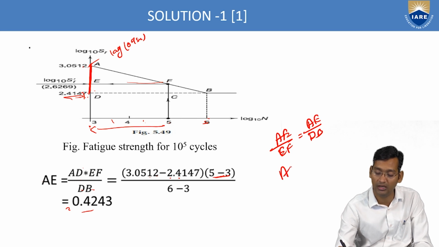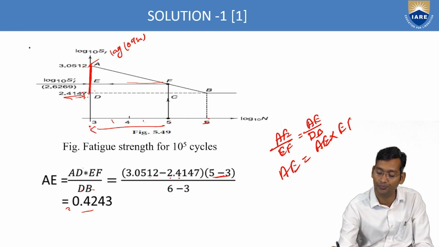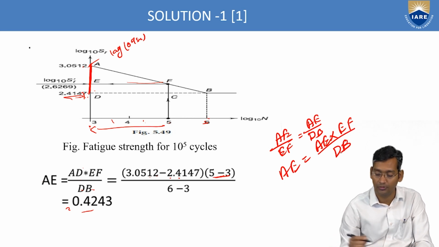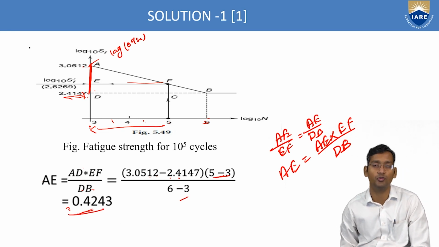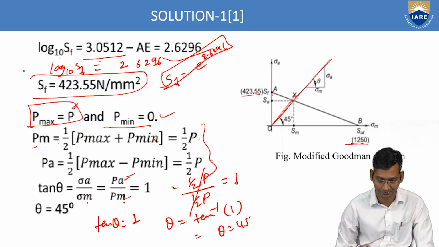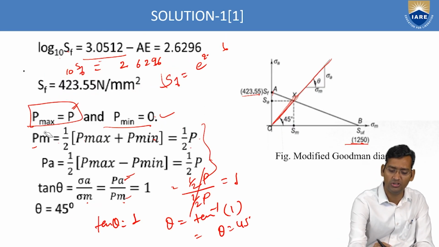So from here what can we write? AE equals AD into EF by dB. Sorry, dB. Just now dB will be what? Just here, dB from here to here. So this is 3, 6. So 6 minus 3 is dB. So now from here we will get AE as 0.4243. Okay, now just put the value in that one.